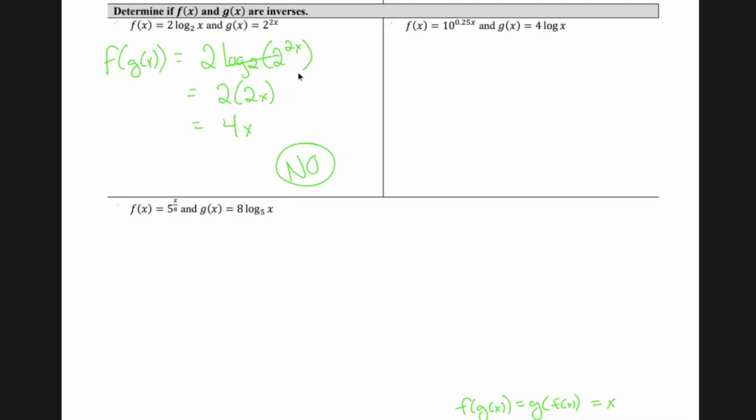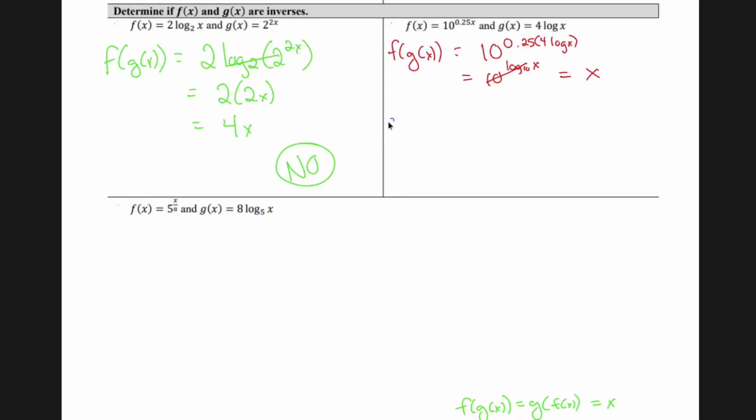Okay, let's do it again. F of g of x means I write out f and leave a big parentheses where every x is, so 0.25 parentheses, and in the parentheses I have 4 log x. A quarter of 4 is 1. So this is just log of x. Isn't that just log base 10 of x? And you know what? 10 to the log base 10 cancels out, leaving you with x. So far, we're in great shape.